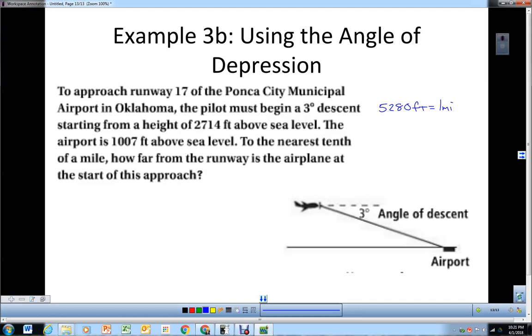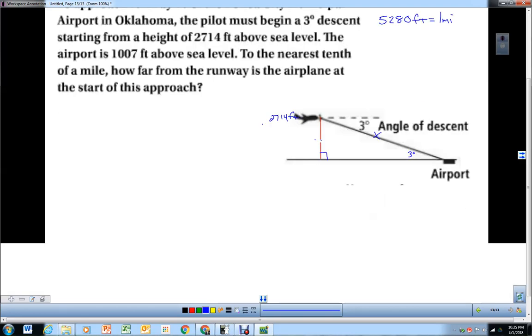So, pause your video, work this out, and convert your answer into the nearest tenth of a mile. Okay, let's make one correction here. The height of the airplane is 2,714 feet above sea level. The airport, however, is at 1,007 feet above sea level, which means to find how far the pilot is off the ground, we have to subtract. We take 2,714 minus 1,007, and that gives us a total of 1,707 feet.